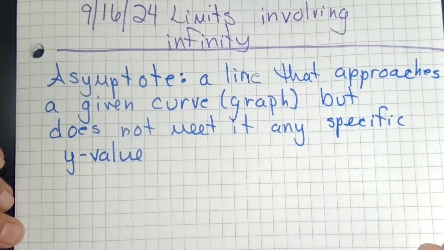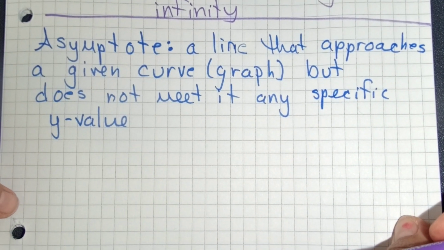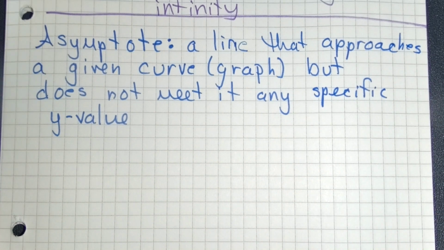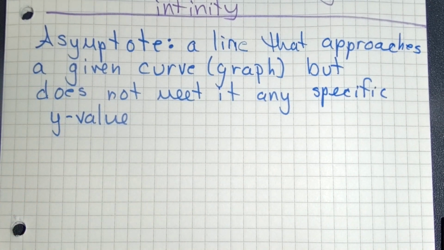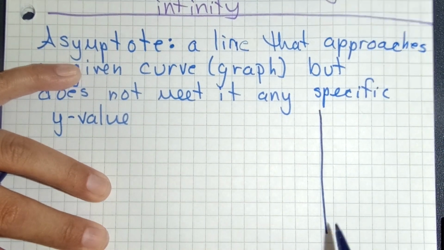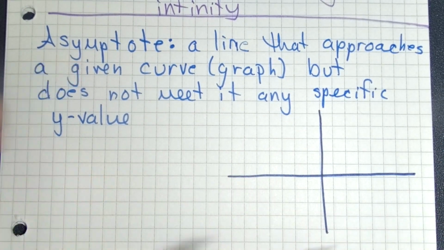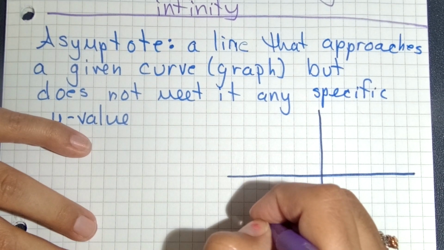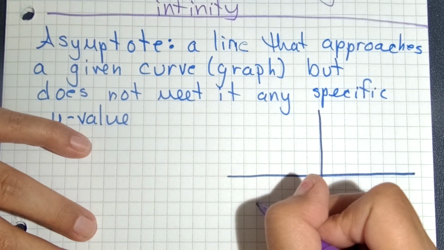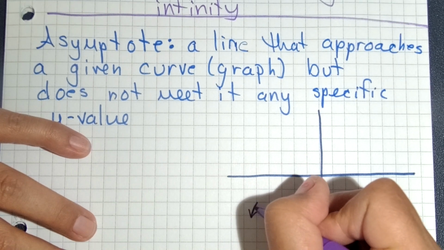So I'm not sure if you talked about this last year in your math class, but an asymptote is basically an understood line or an invisible line that your graph gets closer and closer and closer to, but never touches or crosses. It does not touch or cross. So let me draw a picture so you can see it visually. So here's your coordinate plane, and I'm just drawing a random graph.